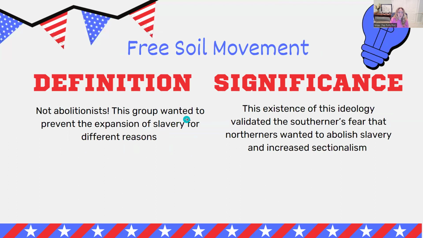Free Soil movement. These are not abolitionists. This is a group that just wanted to prevent the expansion of slavery for different reasons. We discussed that a lot in that unit, that it's really easy for people just to think that all these people don't want slavery to continue, again, for moral reasons, but really it's more about, if you free them, there's job competition, everything. So they want to keep slavery as it is. They don't want to disrupt the Southern economy at all, because that could also have a ripple effect into the North. They just don't want it to expand because they don't want more slave states. Like they don't want more Southern Democrat representatives in Congress.